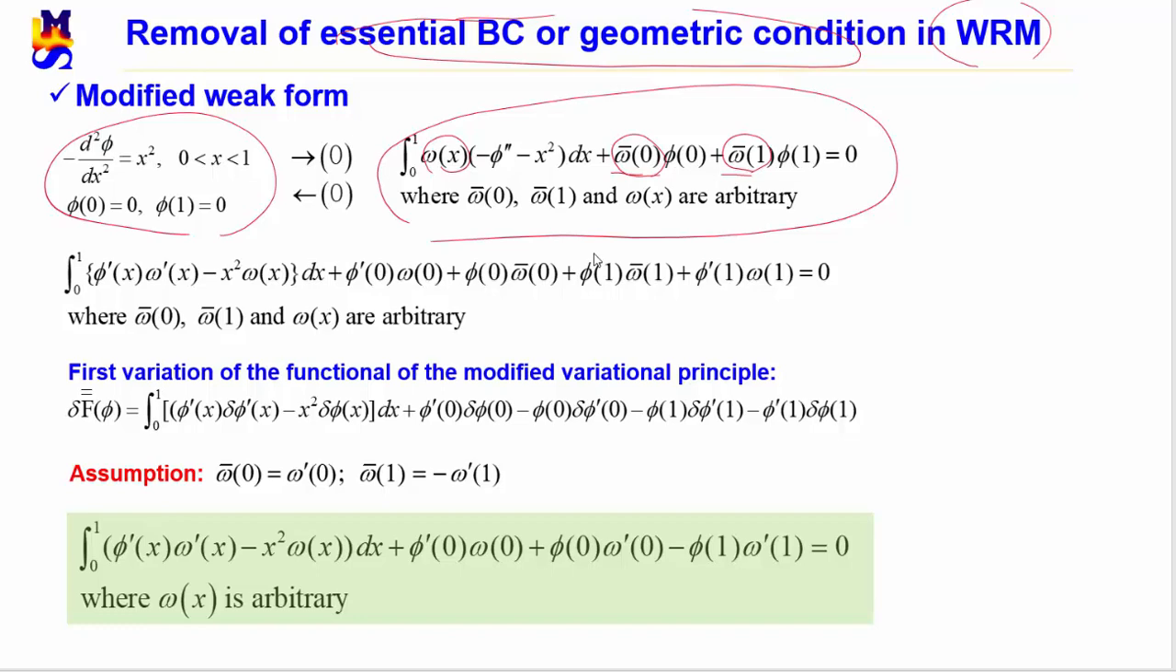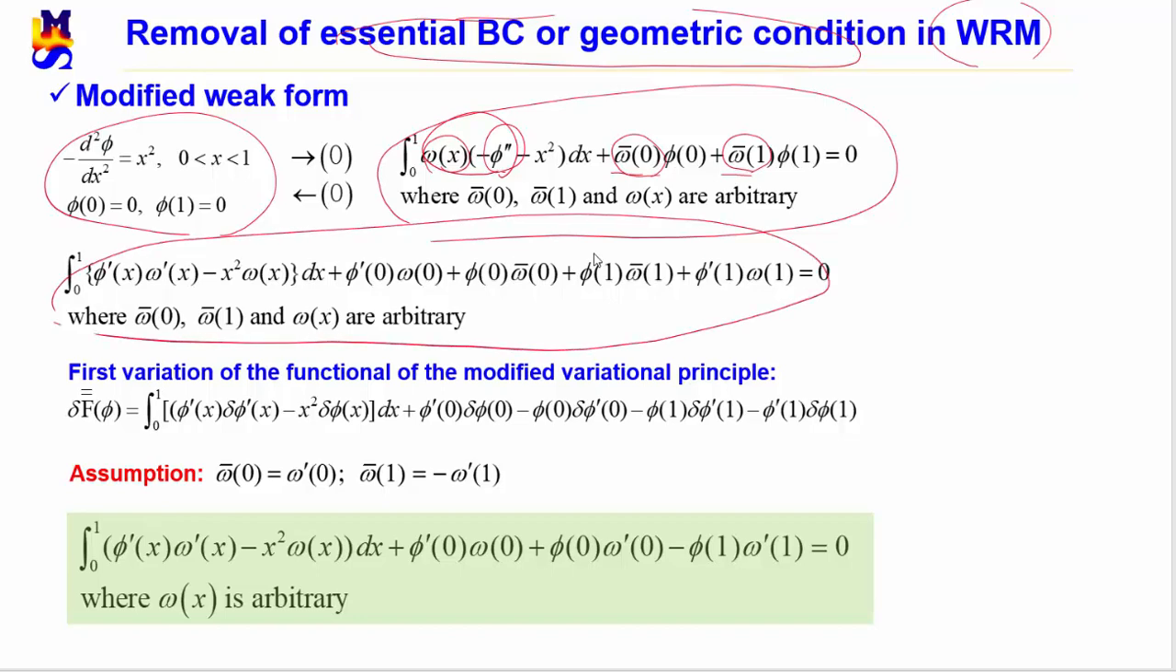We apply the same mathematical treatment to this formulation to reduce the highest order derivative and get this relation. It is very difficult to assign some constraints on omega or omega bar function at the boundaries directly from this integral equation. We'd better obtain some insight from the modified Bayes principle, which is mathematically straightforward.